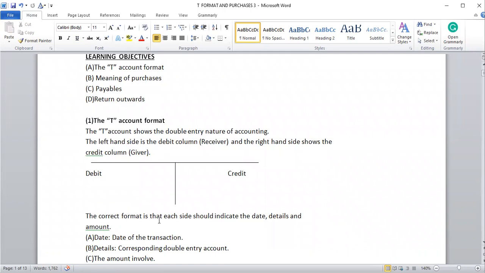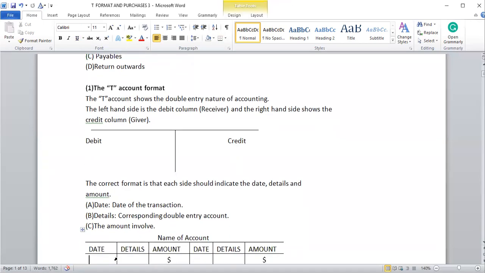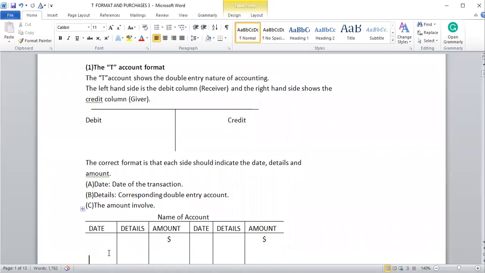The correct format is that each side should indicate the date, details, and amount. So each side should show A, the date. The date means the date of the transaction. B, the details. That is where we can find the corresponding double entry account. And C, the amount involved. So this is the T format.